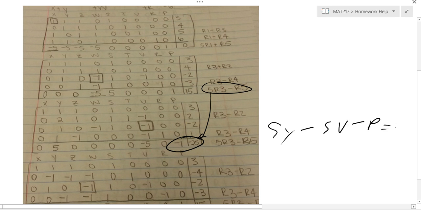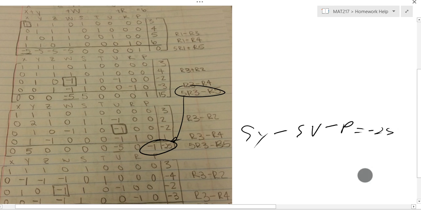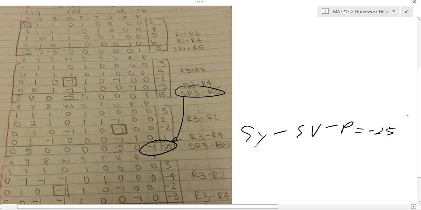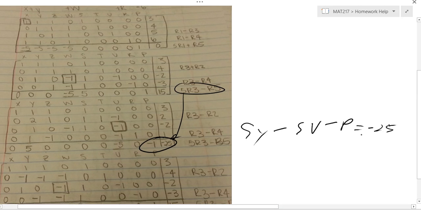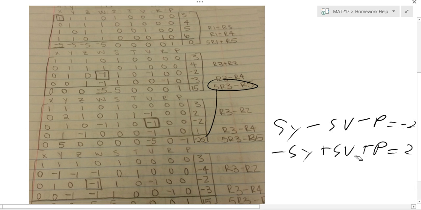And what we're saying at this point is our goal. Remember, our goal is to maximize p. And because we have the negative sign, the maximization comes a little funky. So what we're going to do is just multiply through by a negative: 5y plus 5v plus 1p equals positive 25. So if we do that, what happens, you will see, is our pivot's going to be different.